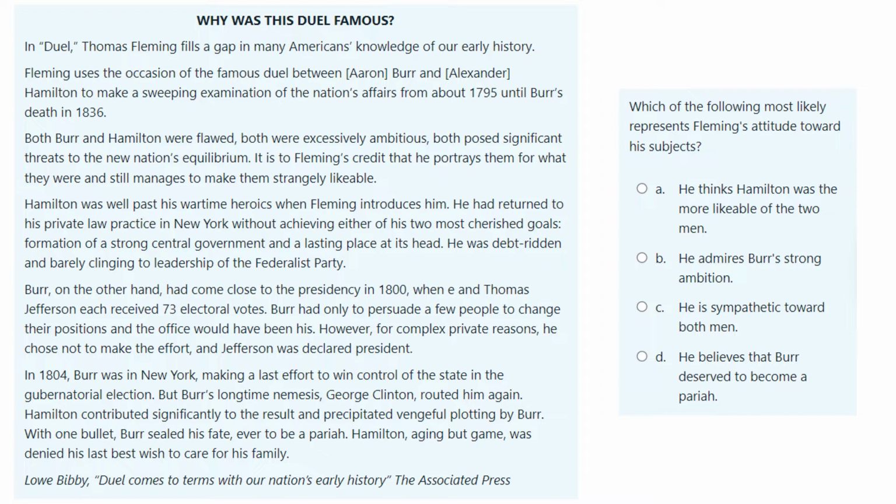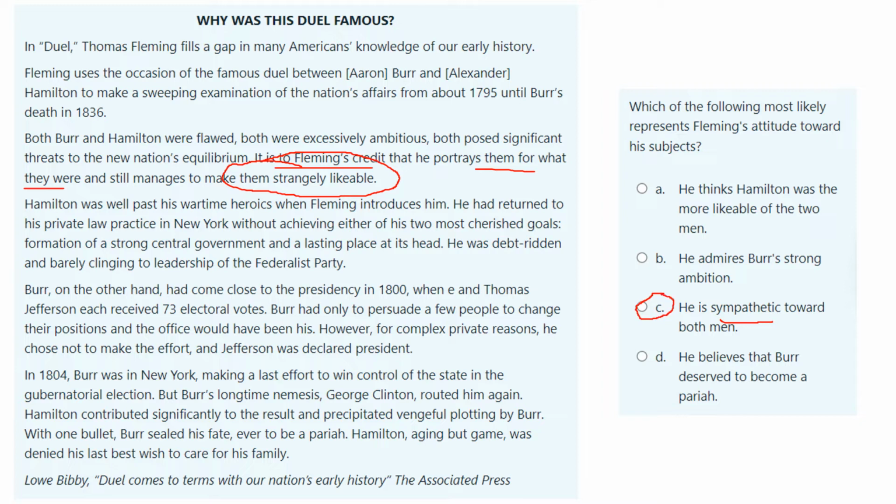Well, if we look at that third paragraph, it is to Fleming's credit. He portrays them for what they were. He shows what they were really like, and still makes them strangely likable. So if you describe somebody and you describe them in a likable way, that probably means that you like them. Another way of saying that you like them would be that you are sympathetic towards them.